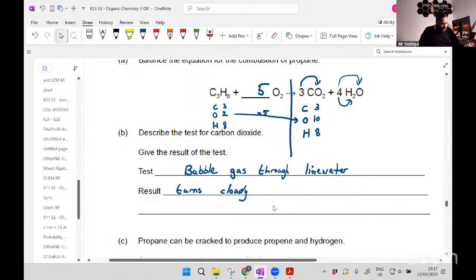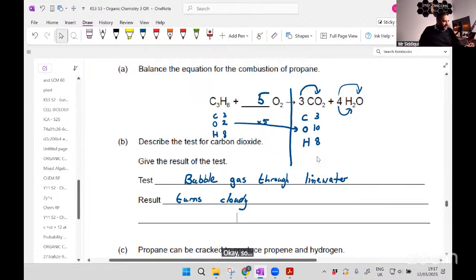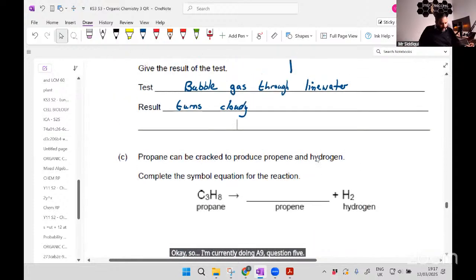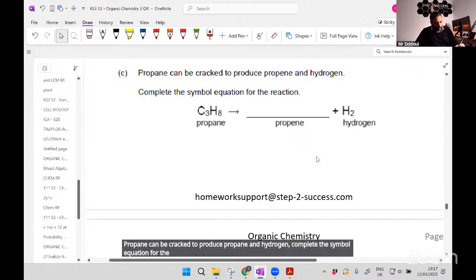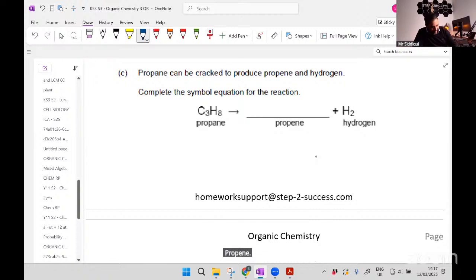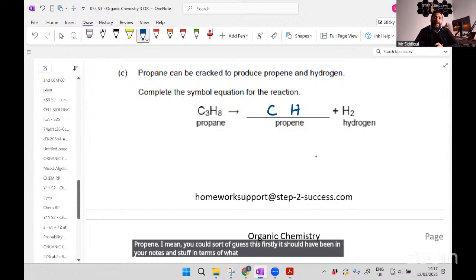Okay, so I'm currently doing year 9, question 5. Propane can be cracked to produce propene and hydrogen. Complete the symbol equation for the reaction. Propene, you could sort of guess this. Firstly, it should have been in your notes in terms of what propene actually is. Propene is the third one down, so it's C3. And because it's an alkene, the formula is that it just doubles the H's.